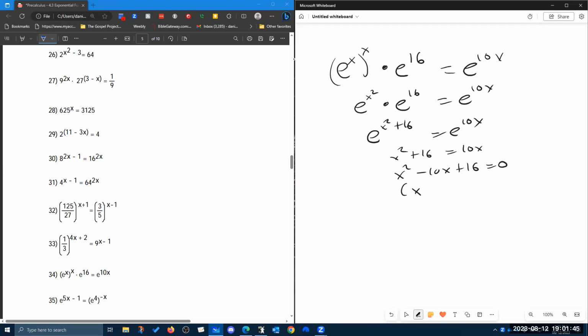x minus 2, x minus 8 equals 0. x minus 2 equals 0 or x minus 8 equals 0, so x equals 2 or x equals 8. And both of those work.